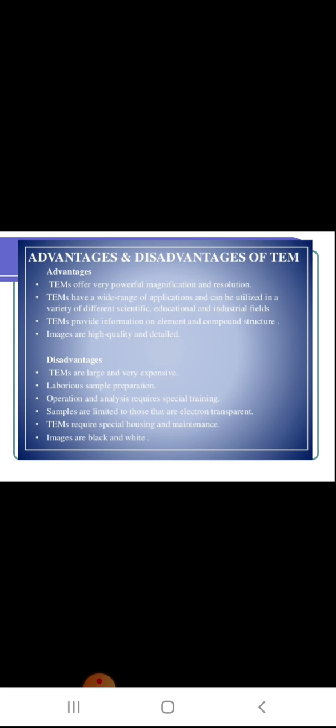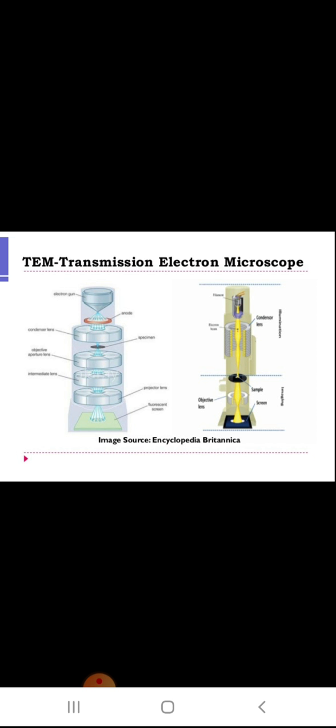It has disadvantages too: it is a very large and expensive instrument, sample preparation is laborious, operation and analysis require special training, and samples are limited to those that are electron transparent. Transmission electron microscopy requires special housing and maintenance, and images are black and white. This is an image of a transmission electron microscope with the different parts.